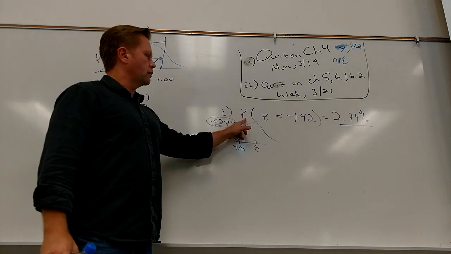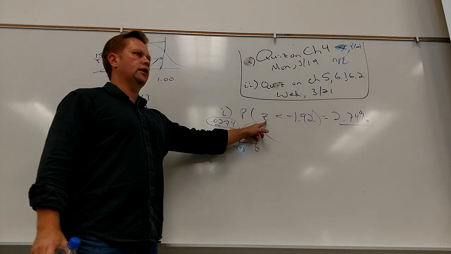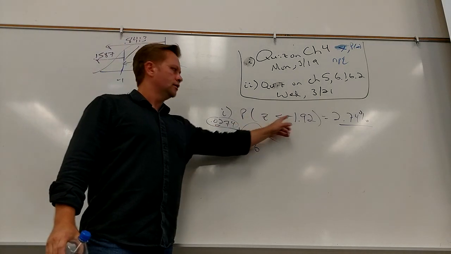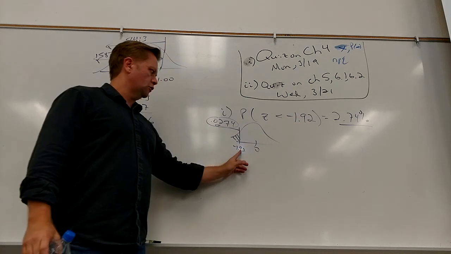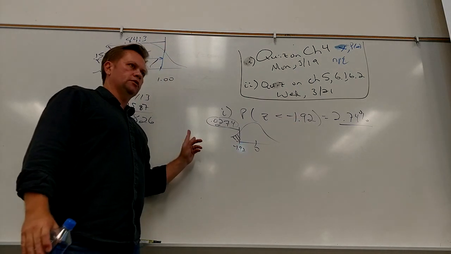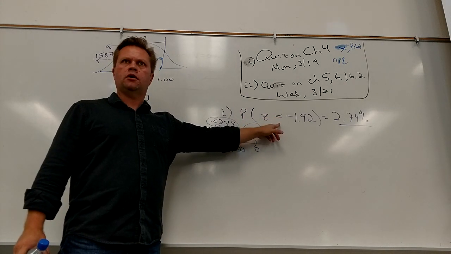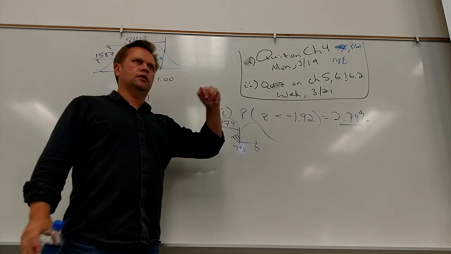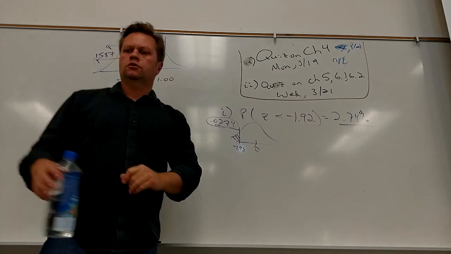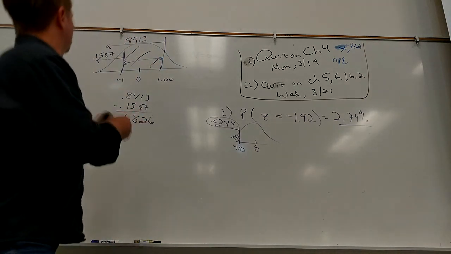I want the probability that the z-score I get is less than negative 1.92, so below it. So remember, you shade the direction the arrow is pointing. That's how inequalities work for shading. All right, let's do this one.